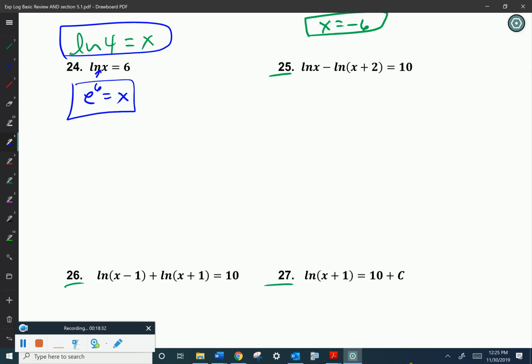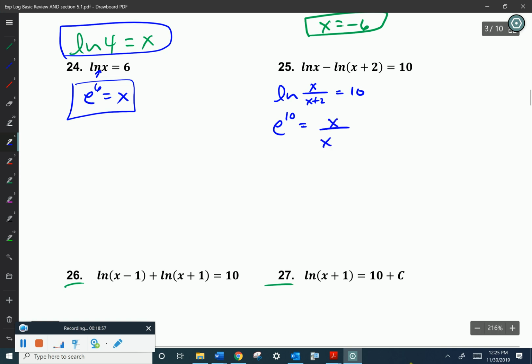On this one, I can't convert to exponential form until I have one logarithm. So use your properties to combine these two logarithms, right? It's subtraction, so you're going to have natural log of x over x plus 2 equals 10. Okay, now let's change it to exponential form. So e to the 10th equals x over x plus 2.